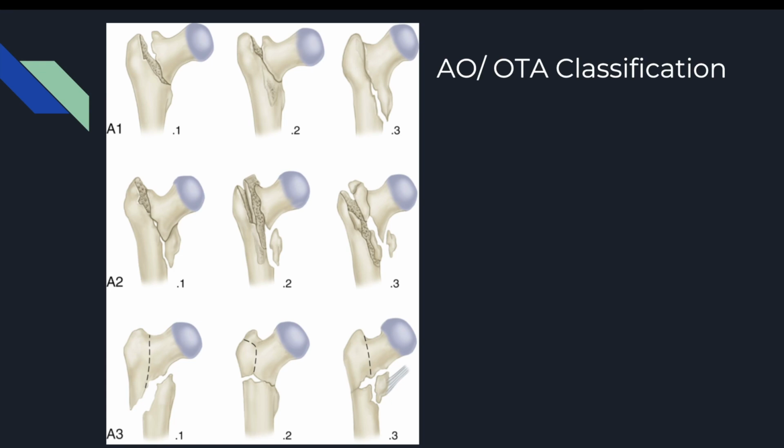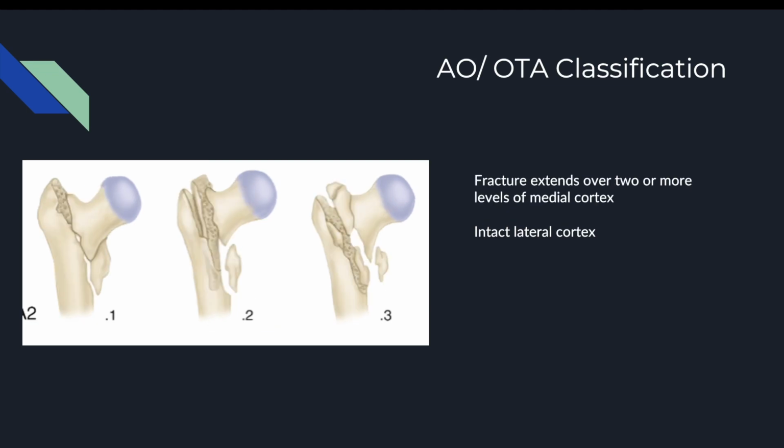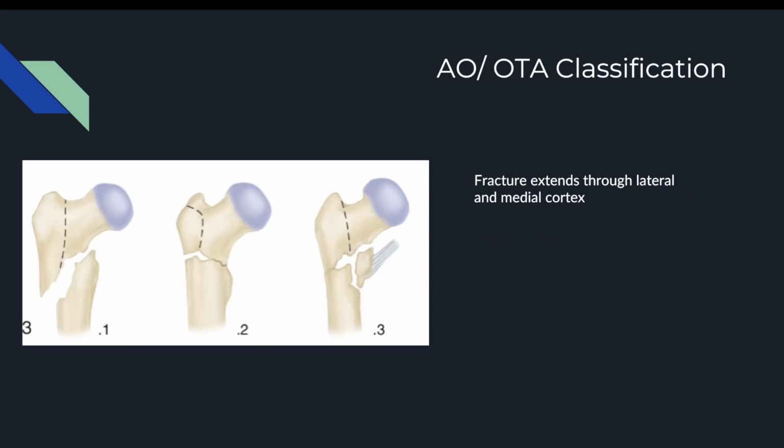So now we're going to go into the OTA classifications. They're broken down into A1, A2, and A3, with them spanning from 1 to 3 for each one. For this first group or class, there's a simple 2-part fracture. And as you can see, the lateral cortex is still intact in all of these. Then the fracture begins to extend over to 2 or more levels of the medial cortex in this next class, but the lateral cortex is still intact. With this final class, you have further extension through the lateral and the medial cortex. So that is one of the differences.